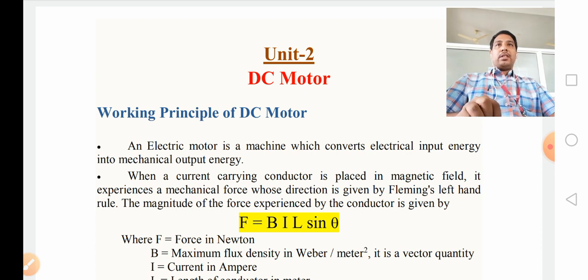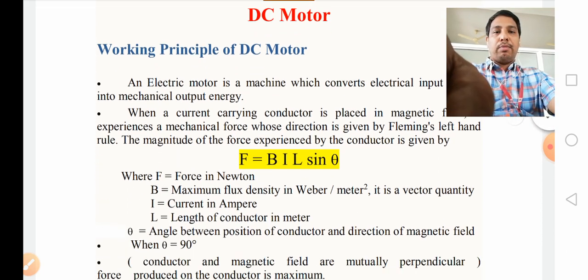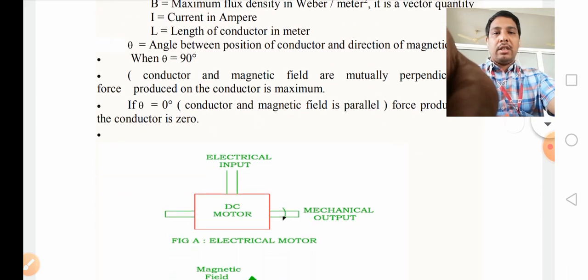So that is how we can calculate exactly how much force is experienced by a conductor. Here F is the force in newtons, B is the magnetic flux density in Weber per meter square, and I is the current in amperes, that is how much current is flowing through the conductor, and L is the length of the conductor in meters. Sin theta represents the angle position, which I am showing here.